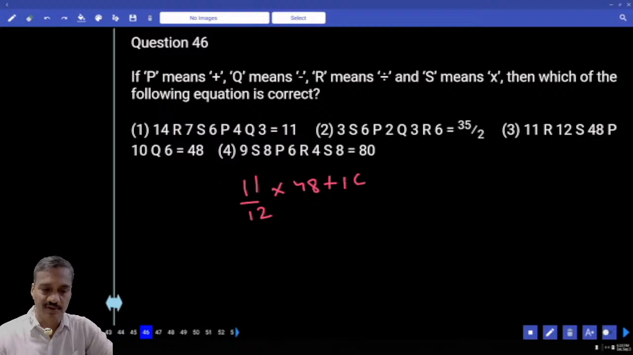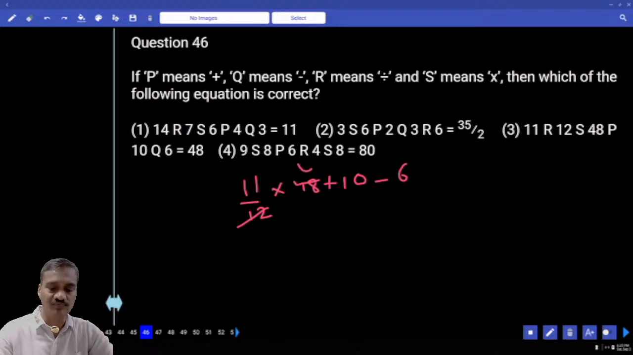Plus 10, and Q stands for minus 6. Now 12 ones, 12 4. 44 plus 10, 54 minus 6, 48. Choice 3, question number 46.